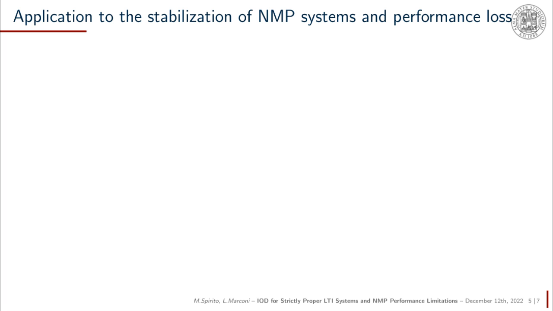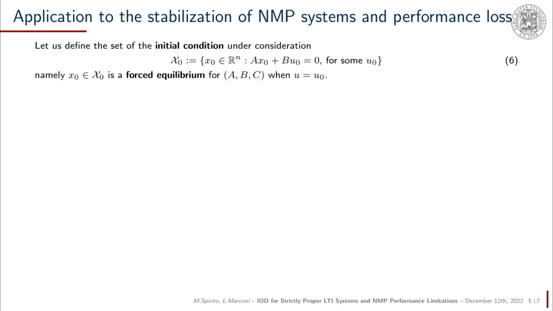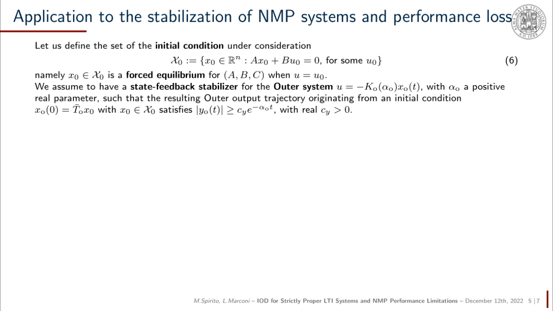analyzing the performance losses. We start by defining a set of initial conditions which are mainly describing some forced equilibrium when u is equal to u0. We then assume to have a state feedback stabilizer for the outer dynamics, which has been parameterized by this value alpha O, such that the resulting outer output trajectories can be lower bounded by a certain exponential decay.